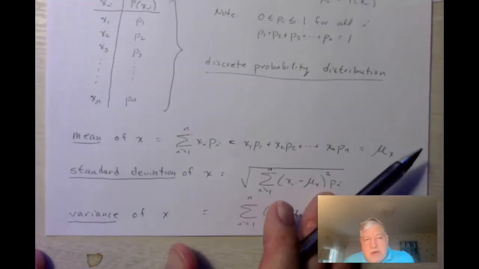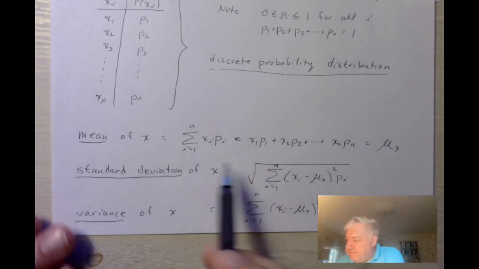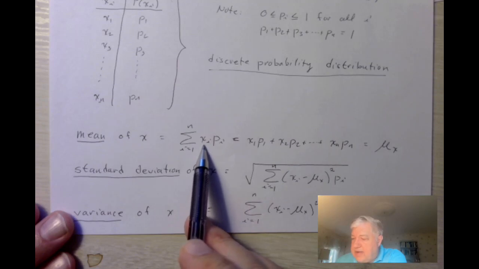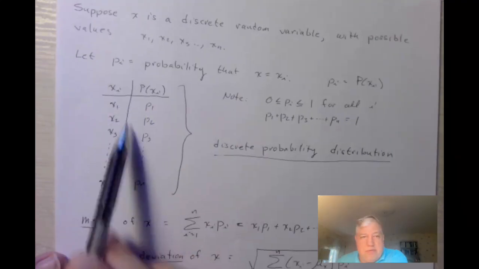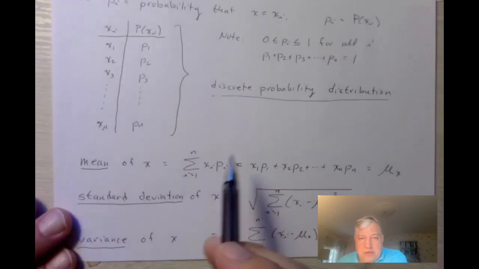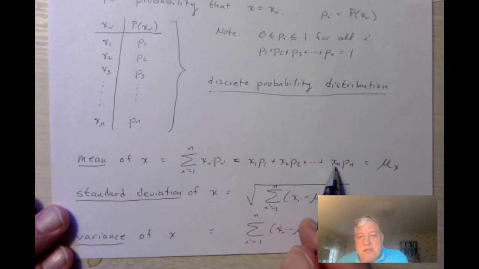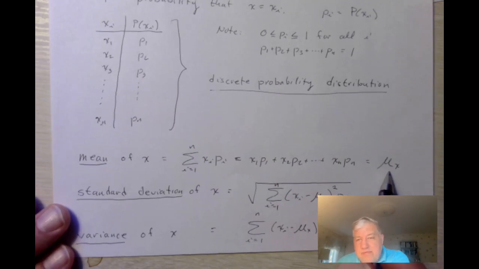Now, just like we talked about the mean of a data set, we can talk about the mean of a random variable. We define the mean of a random variable x to be the sum of all the products of x sub i times p sub i. That is, we take these pairs, multiply them together, and add them up. So this would be x1 times p1 plus x2 times p2 plus up to xn times pn, and we add them all up, and we say that this is the mean of x.